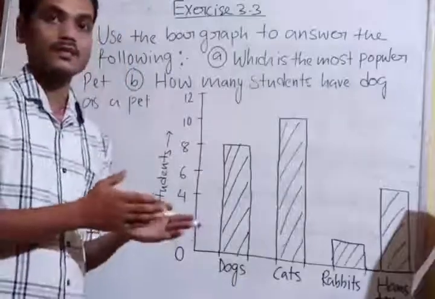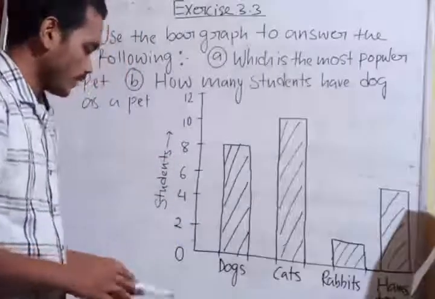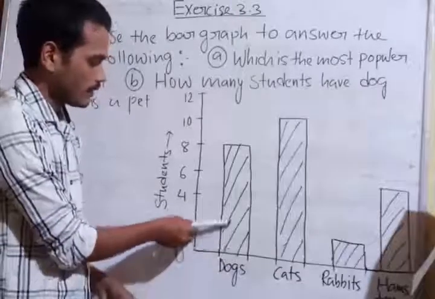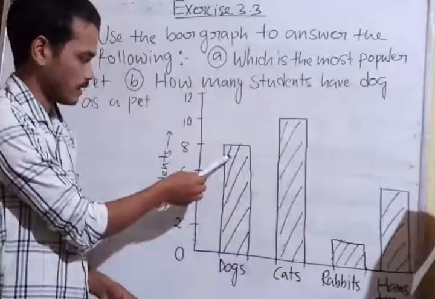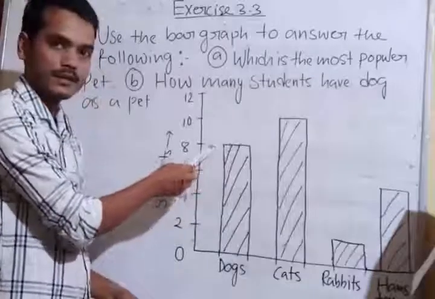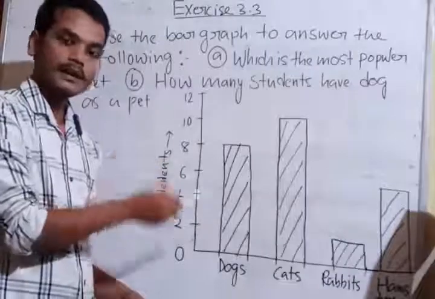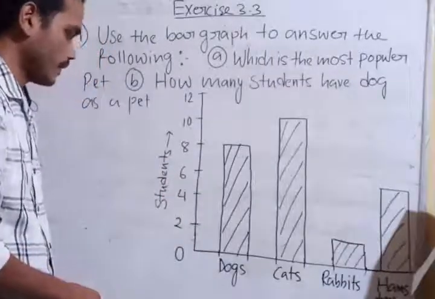So these things are given in the bar graph. It is very easy to read this graph. Now you see how to read. The first one is dogs. If you want to see how many students have a dog, you have to see where the bar goes. From 2, 4, 6 and 8, you can see this bar reaches the number 8. That means 8 students have a dog as their pet.